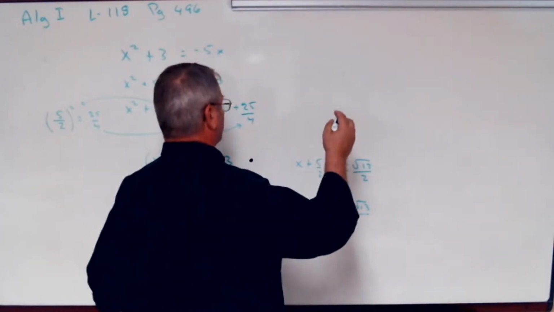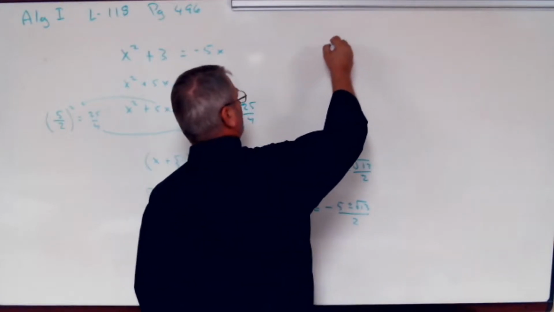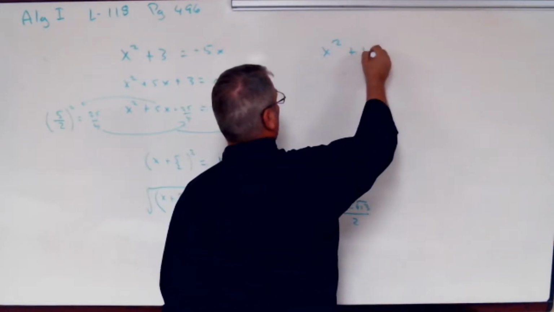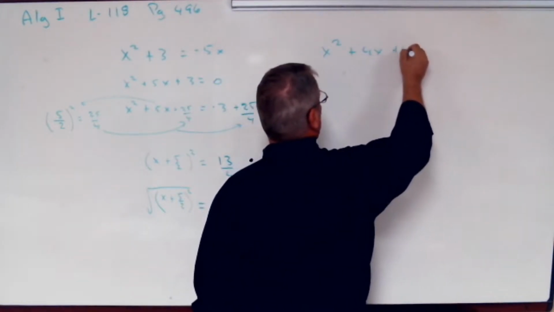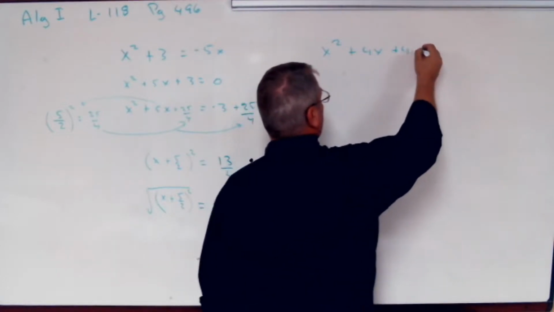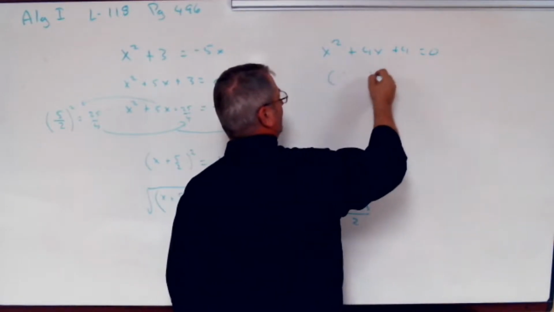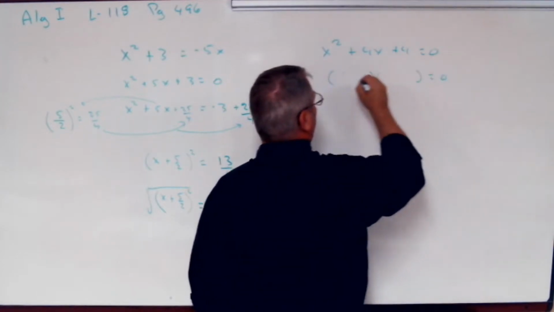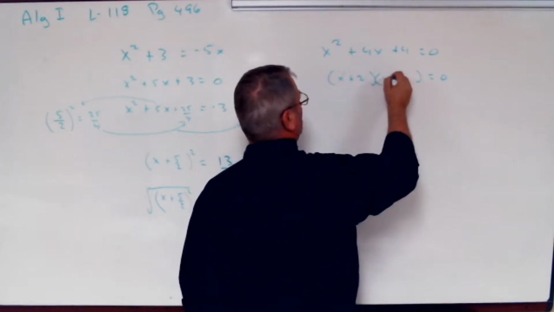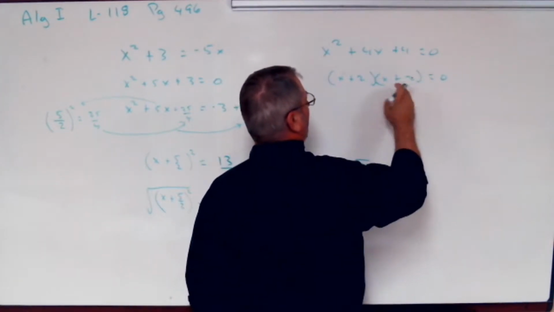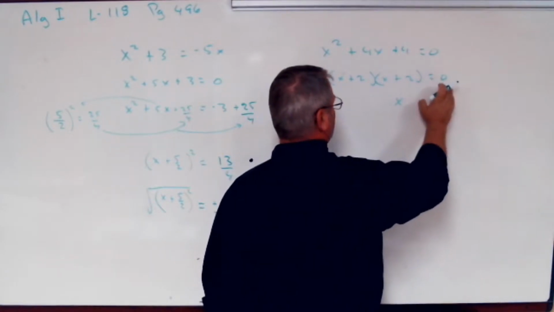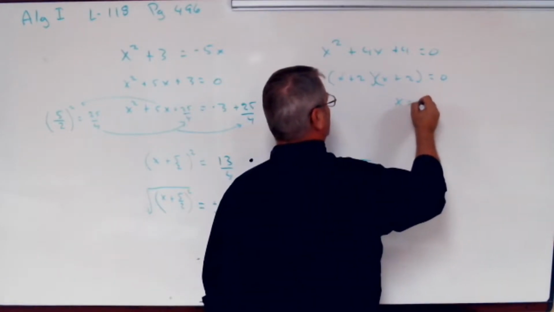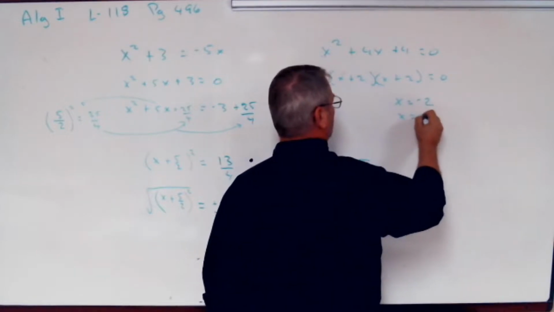of parentheses. So if we had x squared plus 4x plus 4 equals 0, we would factor this thing, x plus 2, x plus 2, and we'd set this equal to 0, set this equal to 0, and we'd have x is equal to minus 2, x is equal to minus 2.